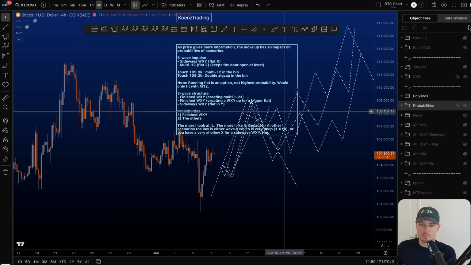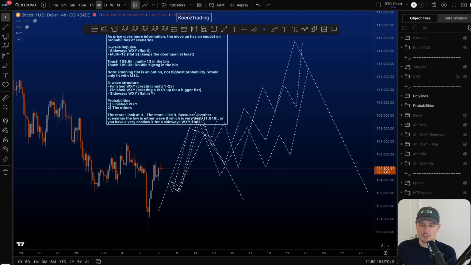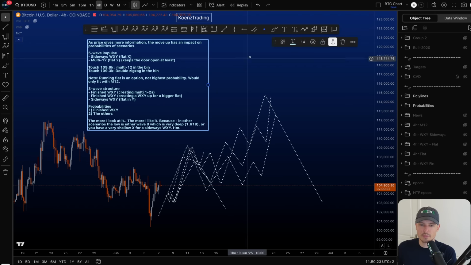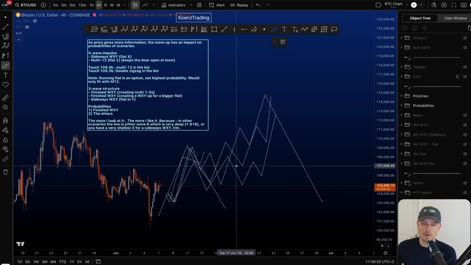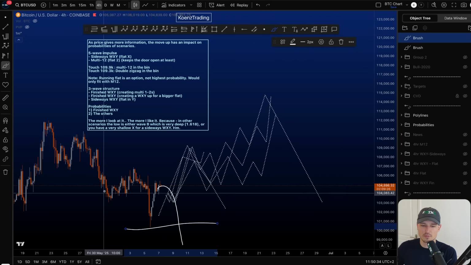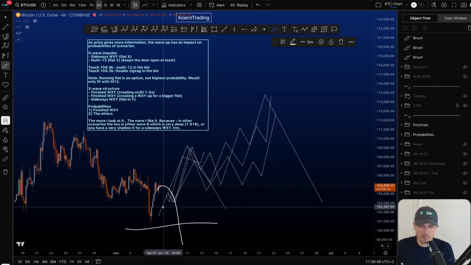And then we talk about the probabilities and the polylines. The polylines show you a summary of the expected price action per Elliott Wave scenario. And by putting them on the chart, you can basically see the consensus of the different scenarios together. The only scenario that would basically do this would be if we count this as a running flat, but that's the rarest structure.